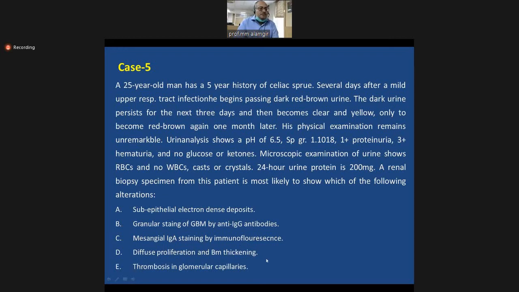Diffuse proliferation and basement membrane thickening, and thrombosis in the capillaries. Thrombosis in the capillary happens to occur in hemolytic uremic syndrome. Diffuse proliferation and basement membrane thickening we encounter in membranoproliferative glomerulonephritis.